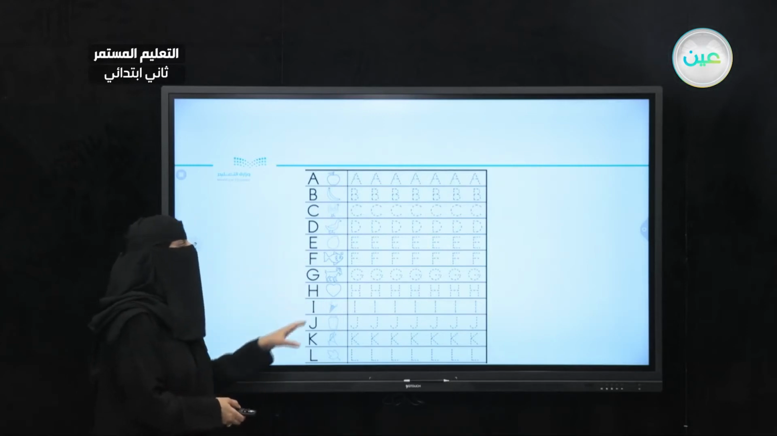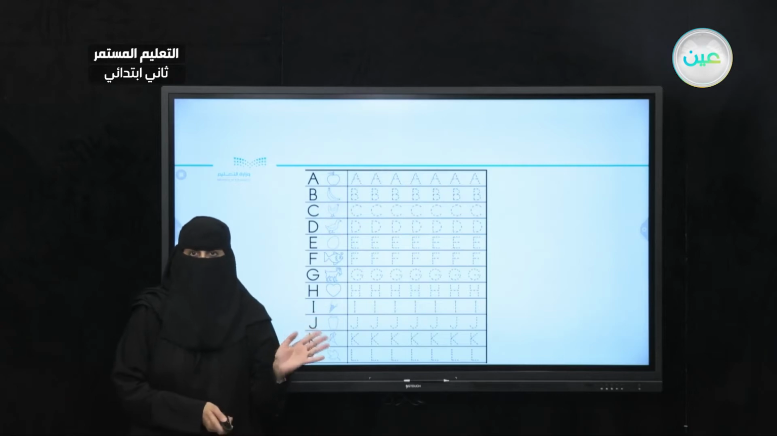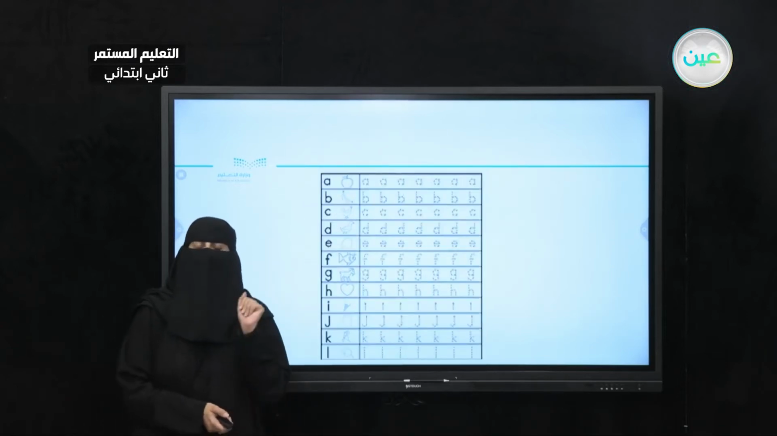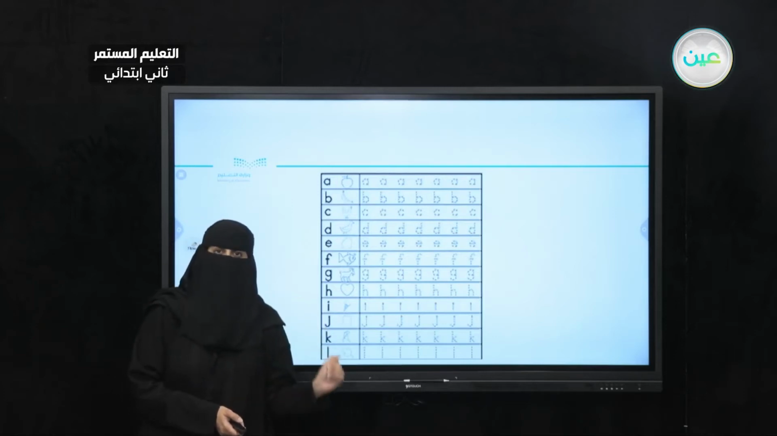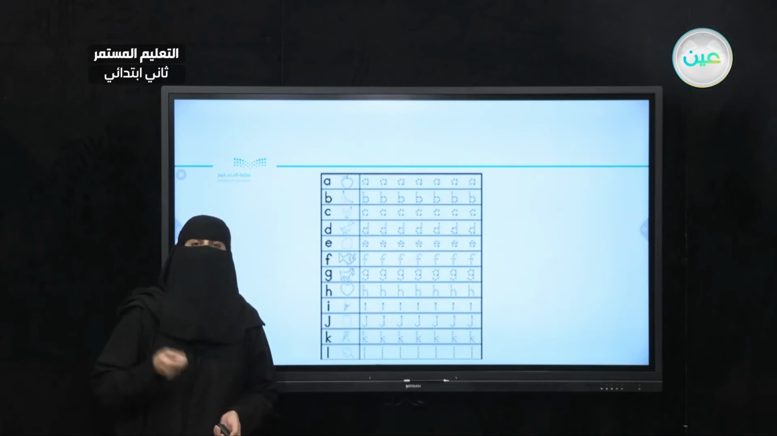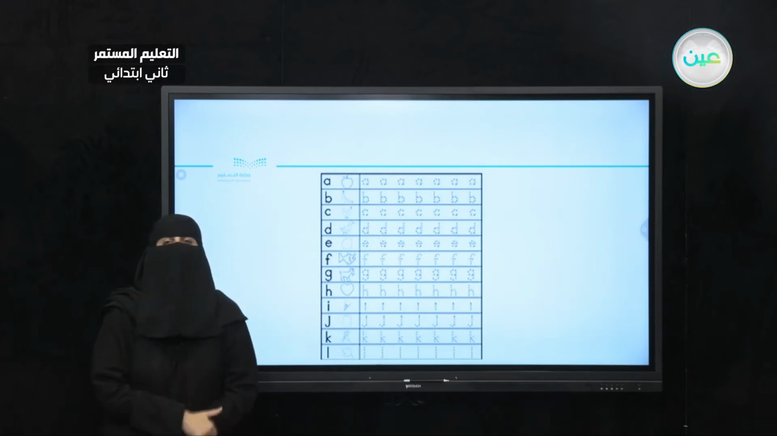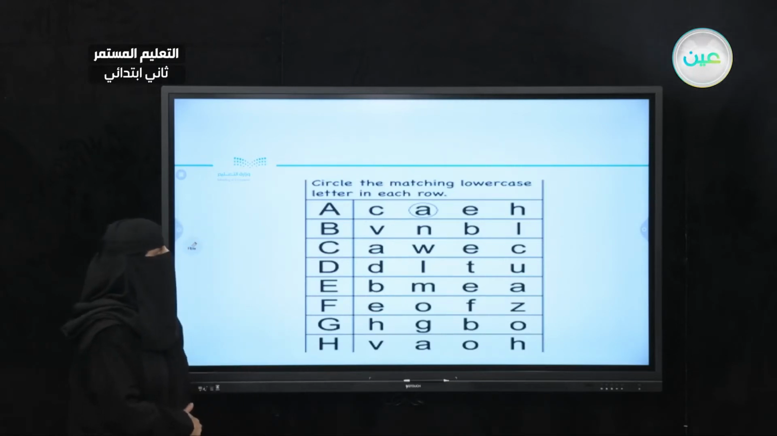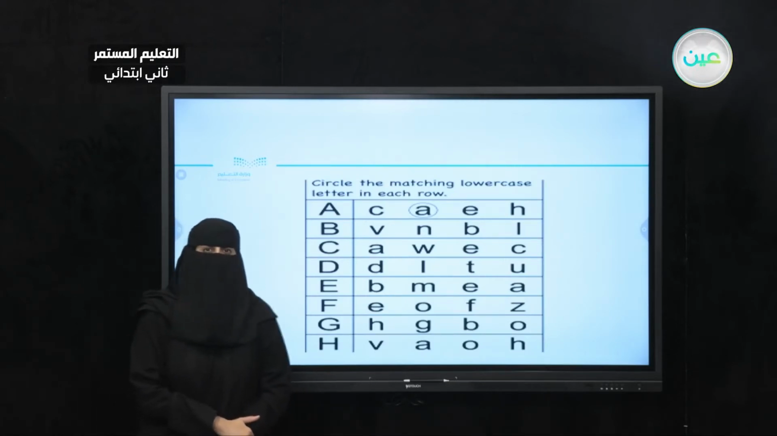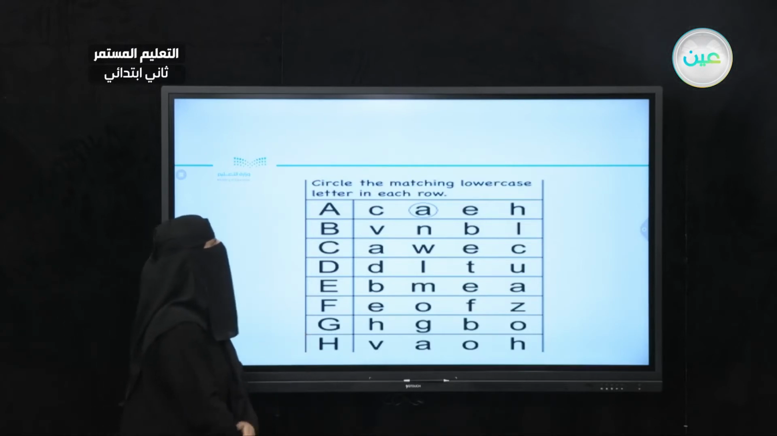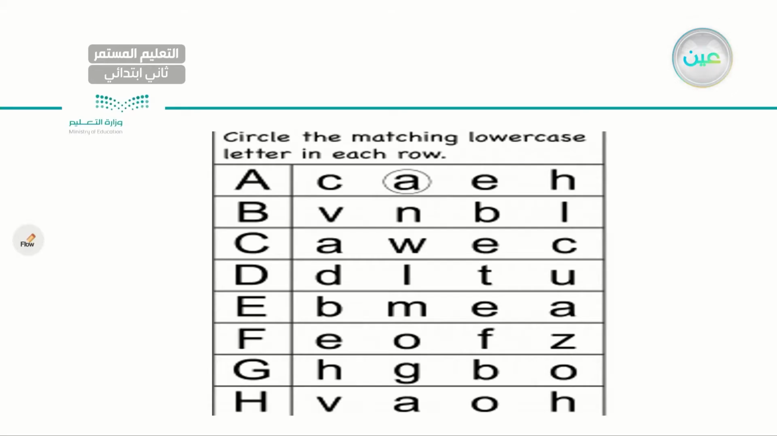Here I have all the letters in capital. But for the next slide, as you can see, I have all the small letters, starting from letter A till letter L. Make sure you have time every day to practice at least 2 or 3 letters correctly. Okay, now let's go ahead and match some of the capital letters with the small letters. Circle the matching lowercase or the small letters in each row. I give you the first one as an example.